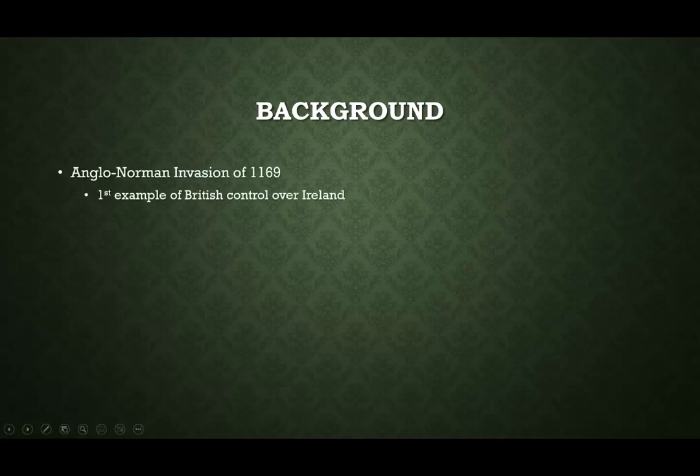Okay, folks, let's talk about the background, the stuff you need to know to understand really what led up to the Troubles taking place, okay? Now, first and foremost is the Anglo-Norman Invasion of 1169. This is the first example of British control over Ireland because this conflict really does come down to, in its roots, a conflict of imperialism, Britain versus the traditional Gaelic Irish people. So you're going to have this as the first example of British control over Ireland in 1169.